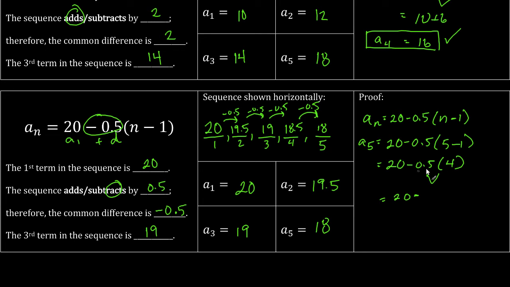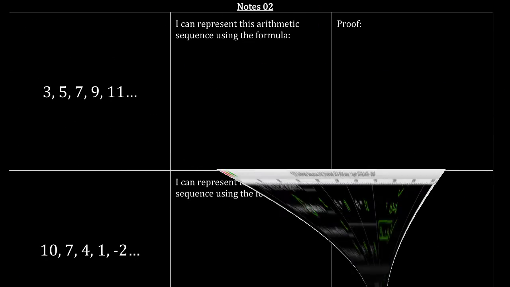Minus 2 negative times positive negative 2. So a sub 5, the fifth term, is 18. All right, that's the first practice. Now let's check out the second practice.